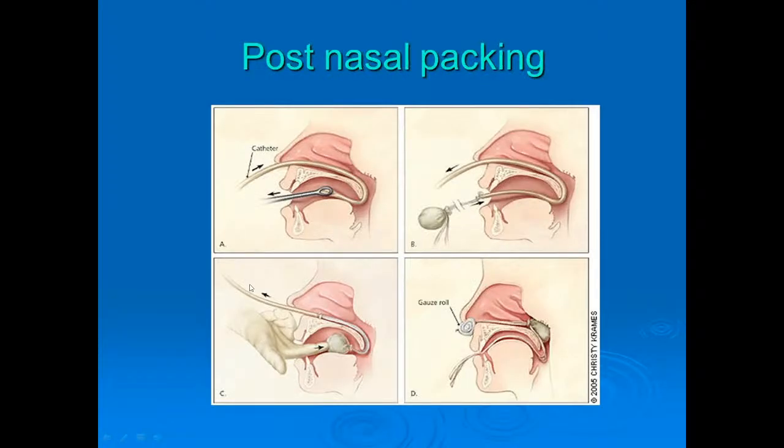Student, in this slide you can see the post-nasal packing, and now I explain. We have the catheter, and we introduce this catheter into the nasal cavity and it comes out from the mouth, fixing the tampon here. We introduce these catheters from the mouth to the posterior side, and pack the nose cavity.